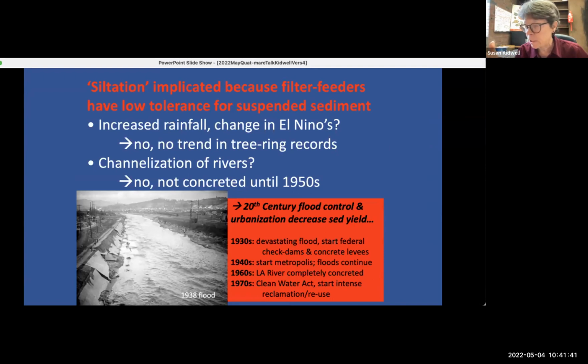Siltation is clearly implicated. These things do not belong on a mud bottom. So I thought, well, maybe there was an increase in rainfall, but looking at tree ring records and other things, I just couldn't find any change in frequency or magnitude, no change in El Niños or in the Pacific Decadal Oscillation. I just can't find any change in climate from independent means that correlates with the timing. I thought maybe it was all that concreting of the LA River, but that didn't start until the 1950s.